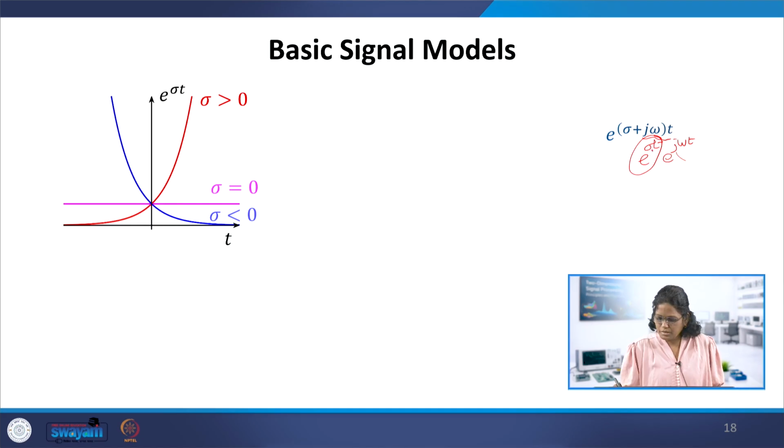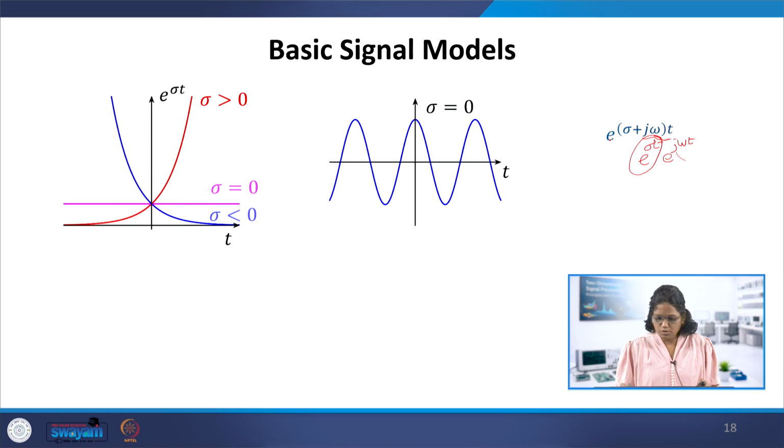If sigma is greater than 0, it would be exponentially increasing. If sigma is less than 0, then it is an exponentially decaying sequence. So these are the sequences you can get from the exponential function as well.